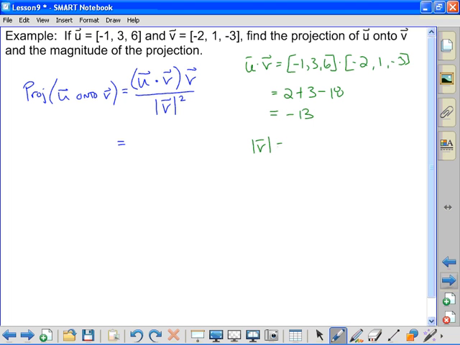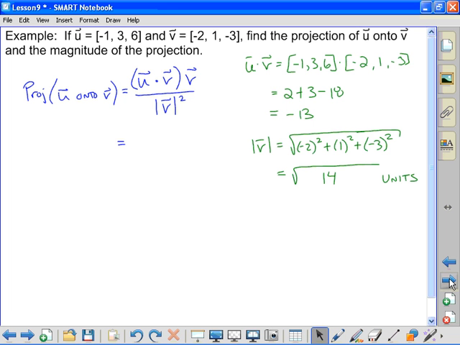My magnitude of v, excuse me, would be the -2 squared plus 1 squared plus -3 squared. So the x, y, z components. So that's, let's see, 9, 10, 14, square root of 14 units. Excuse me. So returning over here, u dot v is -13. The v vector is -2, 1, -3, divided by root 14 squared, and cleaning that up, it'll be -13 over 14, because the square root and the square undo each other, inverse operation.